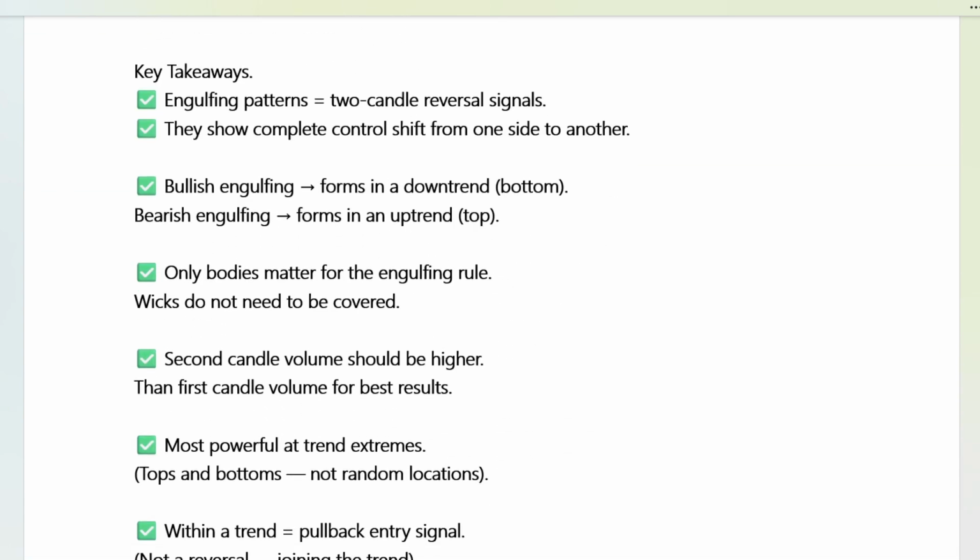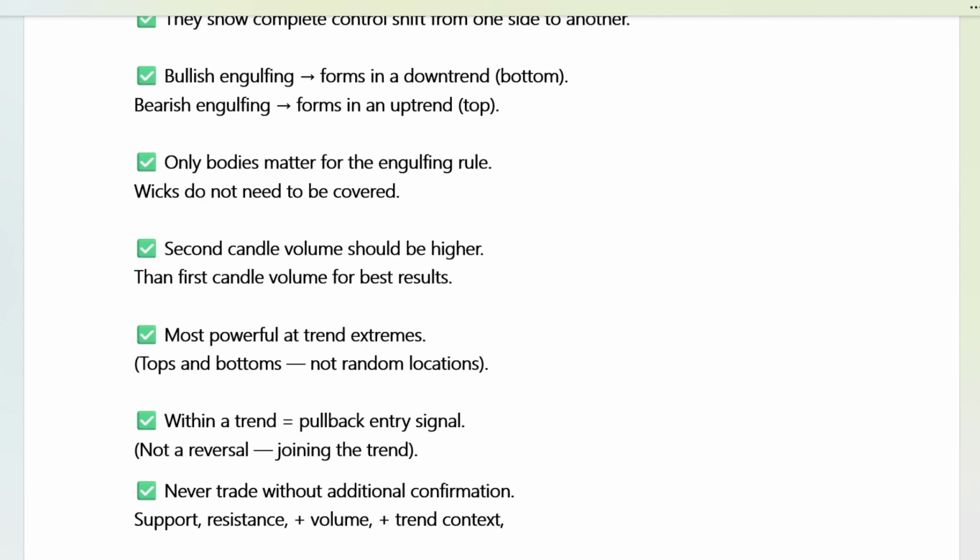Key takeaways. Engulfing patterns are two candle reversal signals. They show a complete control shift from one side to another. Bullish engulfing forms at the bottom of a downtrend. Bearish engulfing forms at the top of an uptrend. Only bodies matter for the engulfing rule. Wicks do not need to be covered. Second candle volume should be higher than first candle volume for best results. Most powerful at trend extremes, tops and bottoms, not random locations. Within a trend, it equals a pullback entry signal. Not a reversal, joining the trend.